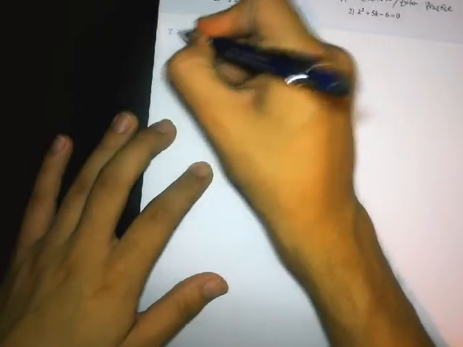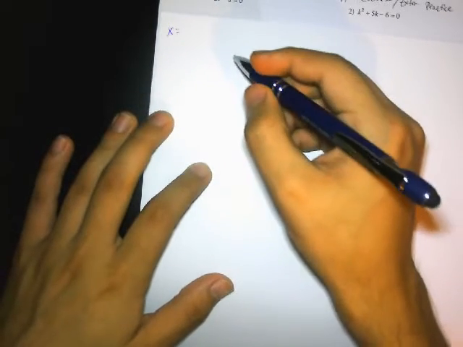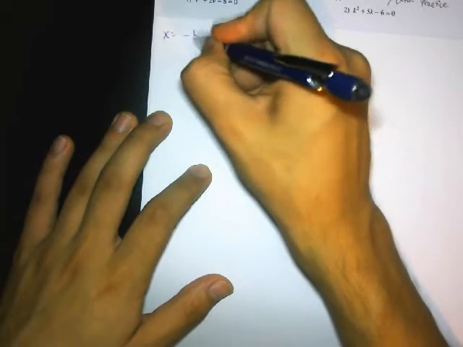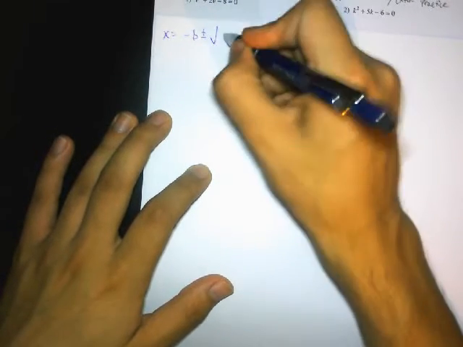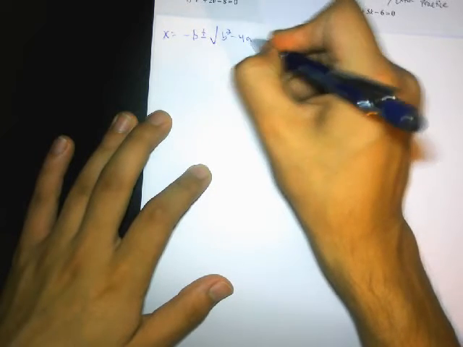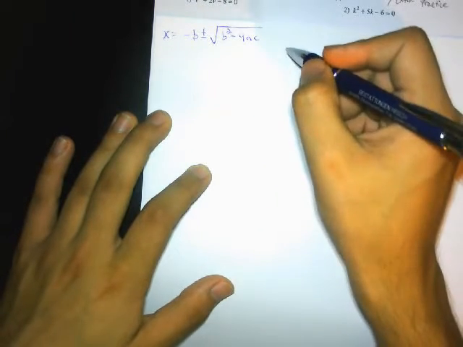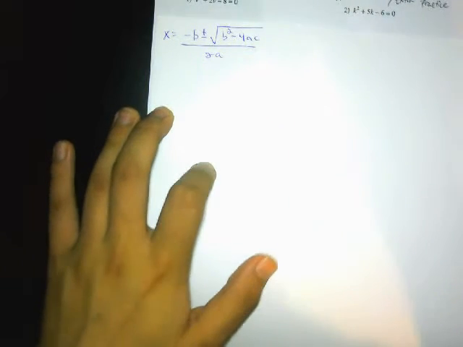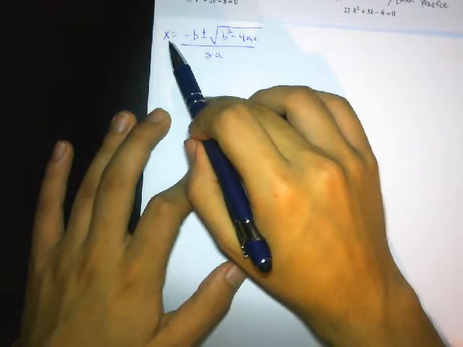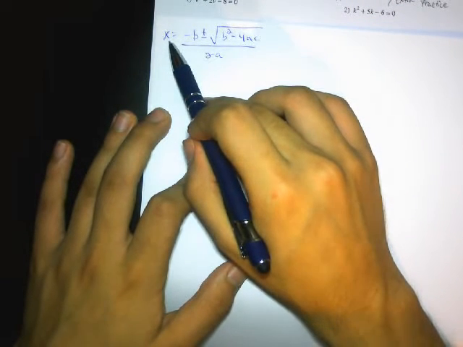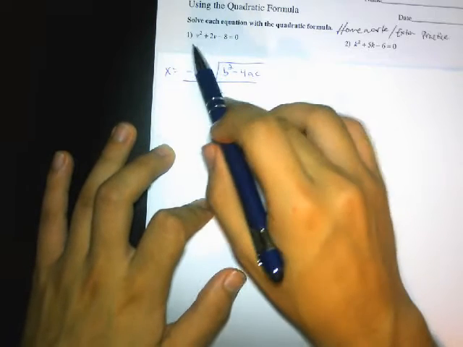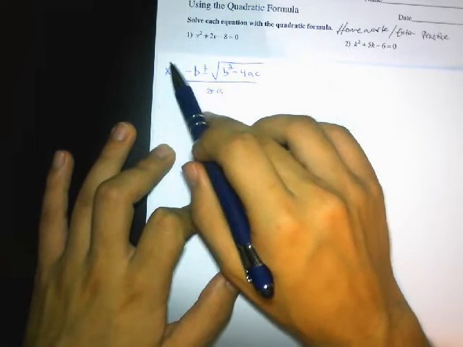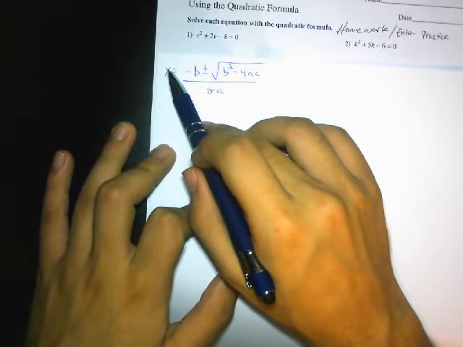So the quadratic formula is x is equal to negative b plus or minus the square root of b squared minus 4ac, all over 2a. And x can be any variable that our quadratic equation holds. For example, on number 1 here, our variable is v, so we just change this to v.